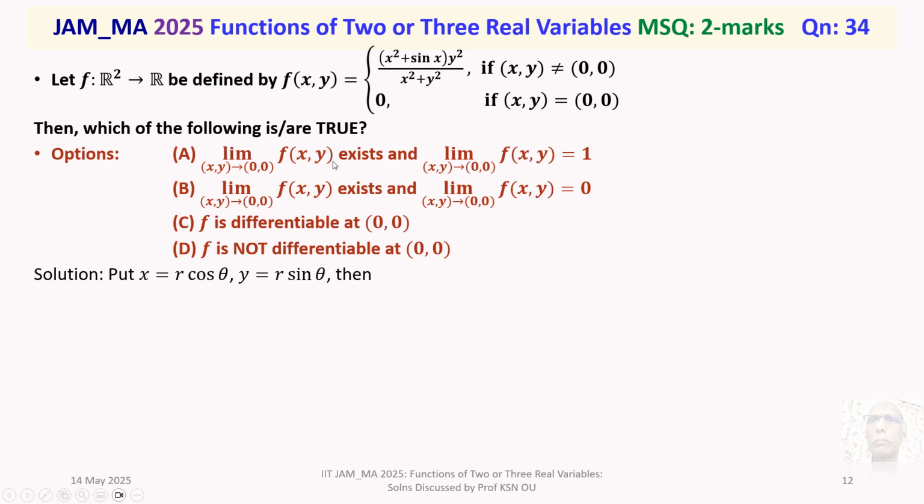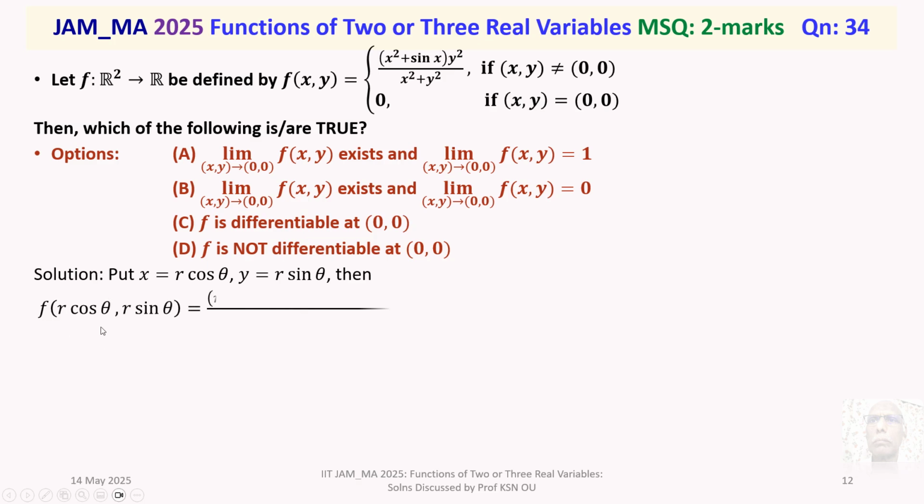We first talk about the limit of the function f of x comma y as the ordered pair x comma y tends to 0, 0. For this question, we see that there is a factor like x square plus y square sitting in the denominator, which will indicate that you go for the substitution of the polar system: x is equal to r cos theta, y is equal to r sin theta. In this, things would become easy.